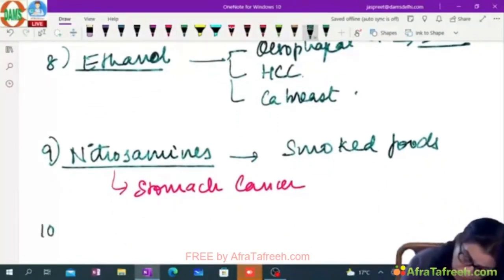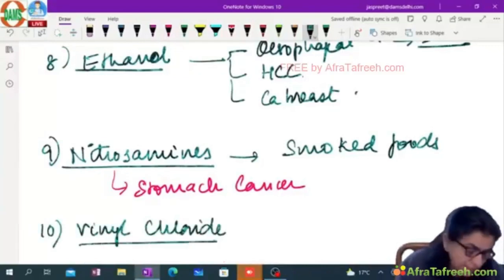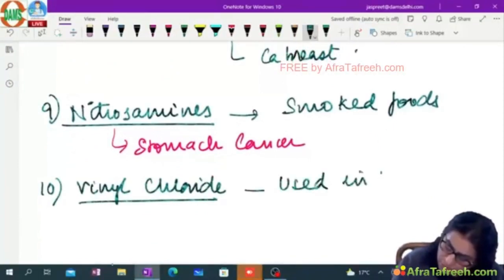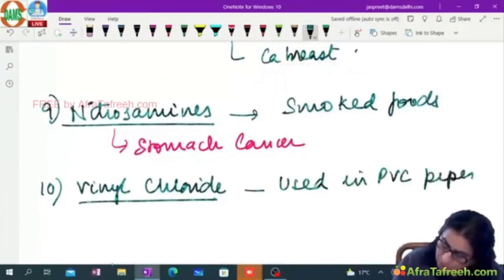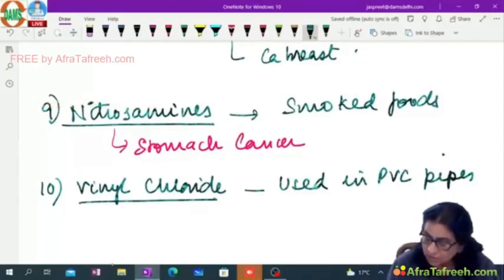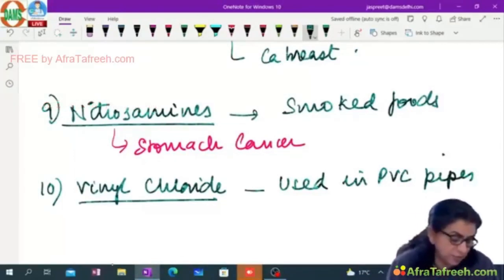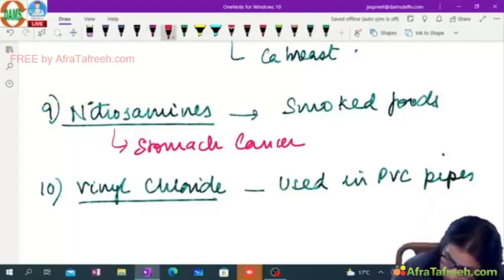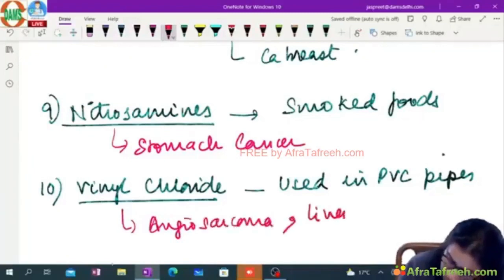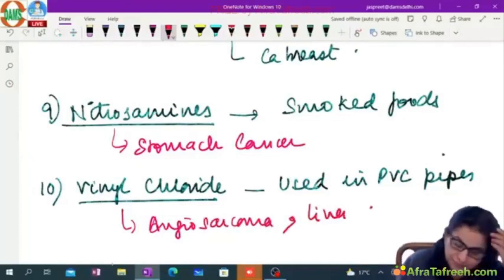Then we have vinyl chloride. Vinyl chloride is used in PVC pipes, and it is associated with angiosarcoma of the liver.